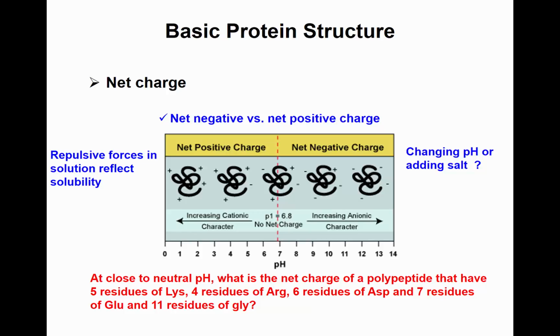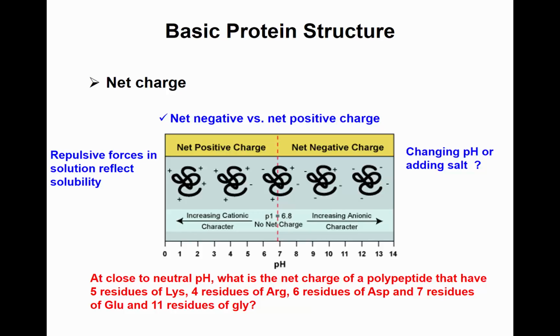What about aspartic acid and glutamic acid? Acid. So they carry carboxyl groups in their R chain. Therefore, they're acidic, so they are negatively charged close to neutral pH. So you have 9 residues that are positively charged, 13 residues that are negatively charged.